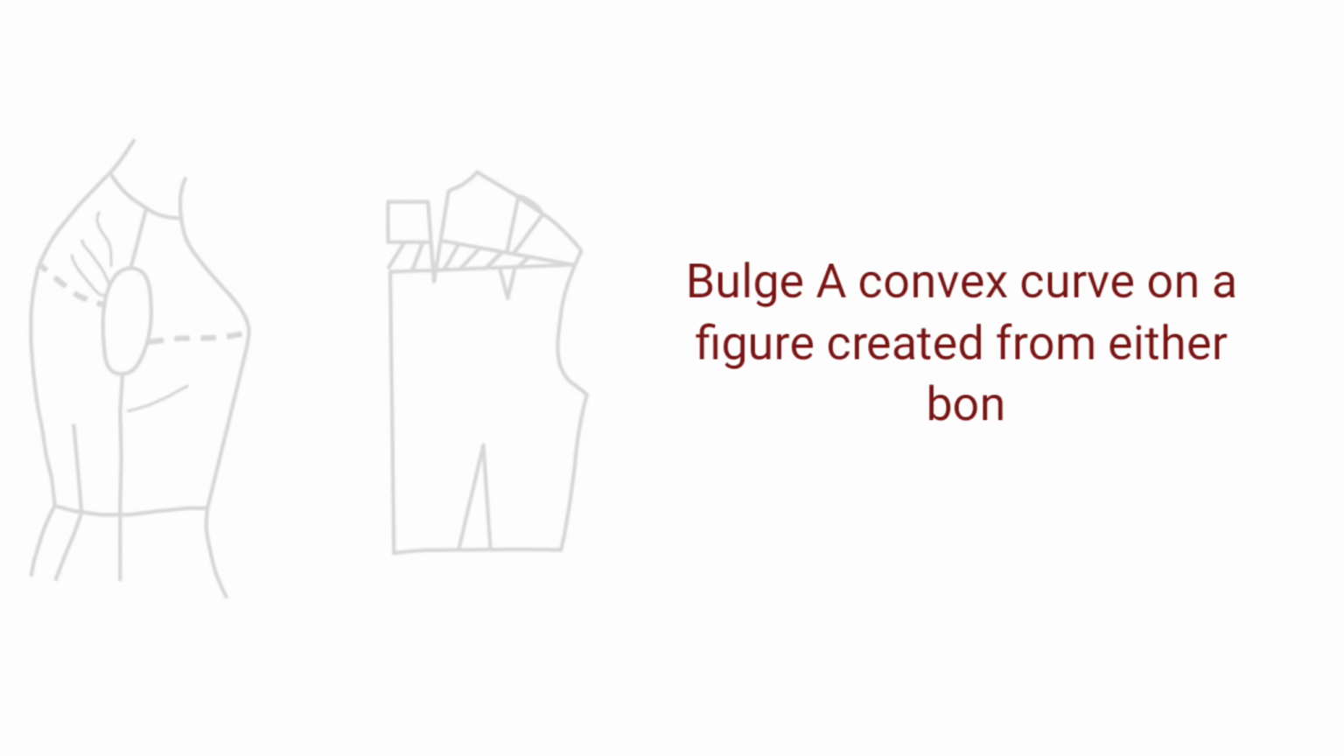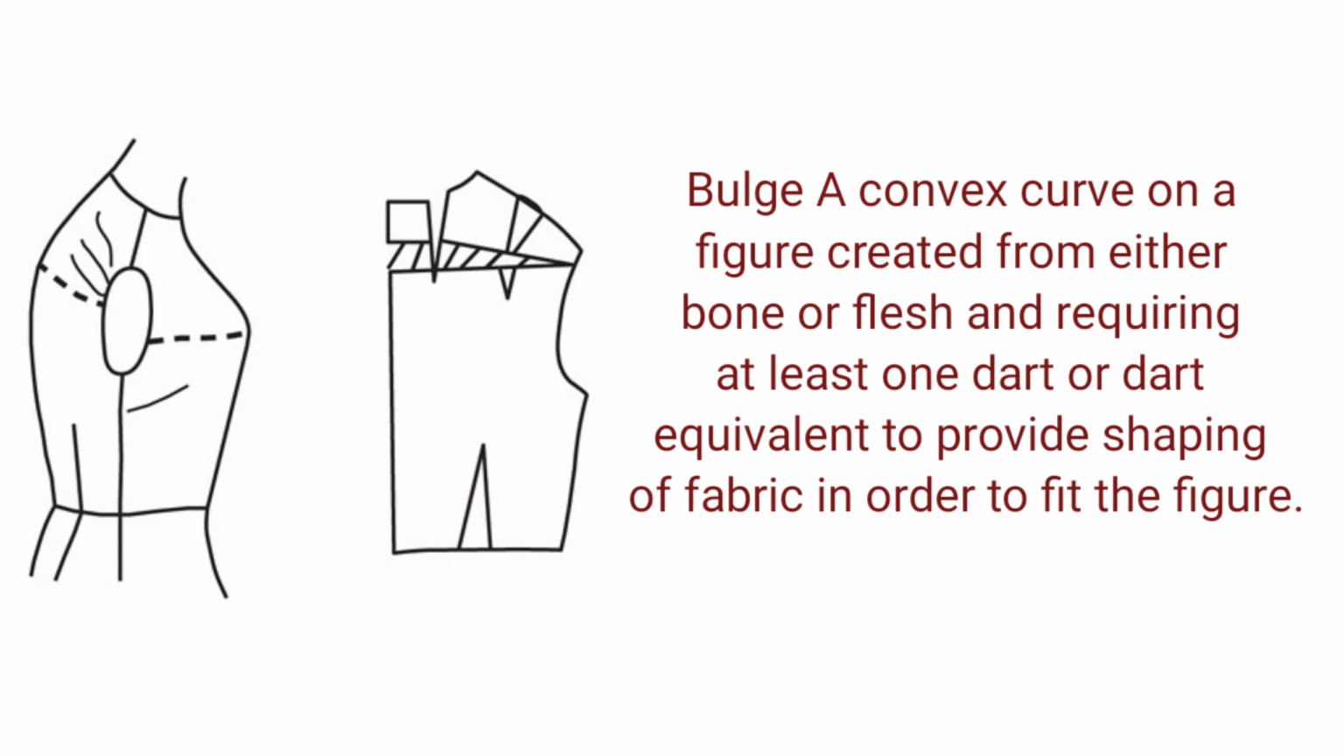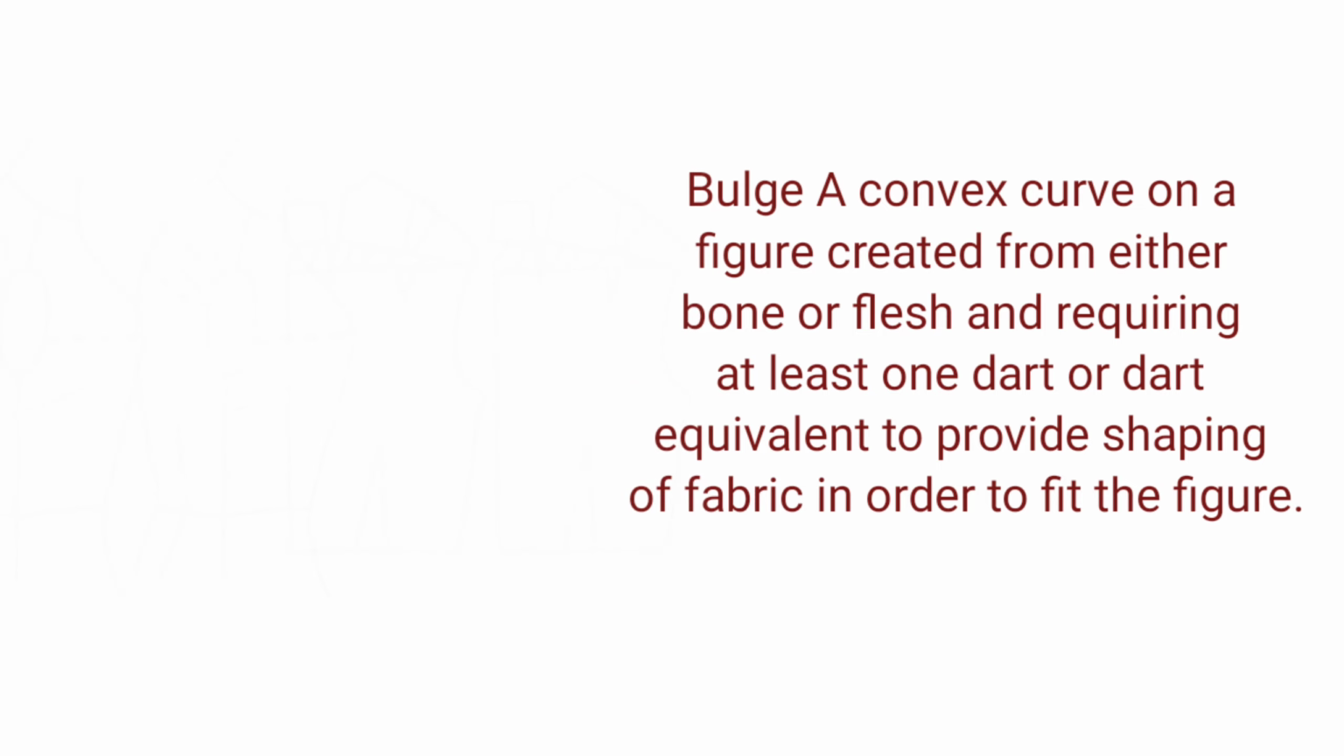The next term is bulge. Bulge is a convex curve on the figure created from either bone or flesh and requires at least one dart or dart equivalent to provide shaping of fabric in order to fit the figure. That means a bulge is extra flesh, or in some figures the bones provide that bulge, and for that we have to give extra effort to the garment by creating some darts, etc. So this is called bulge.